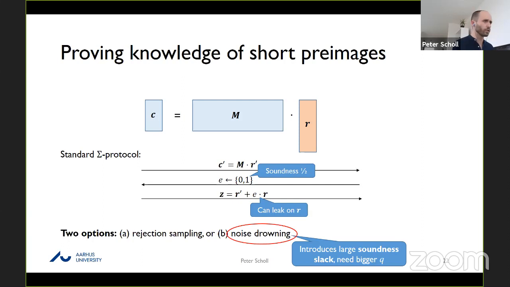But in practice, if you look at all of the SPDZ implementations out there, as far as I know, they all actually follow this noise drowning approach, I think mainly just because it's simpler to implement. I'm not sure of actually any comparison between the computational efficiency in the case of SPDZ here.